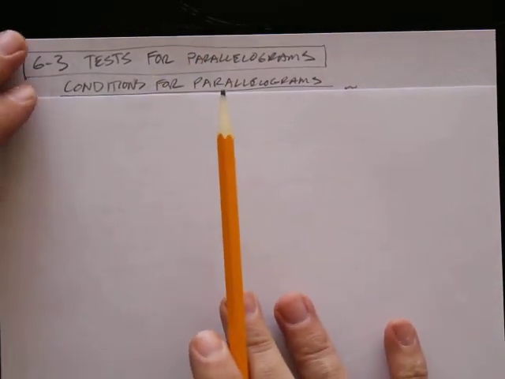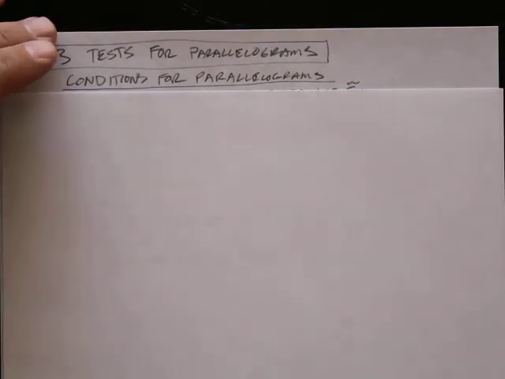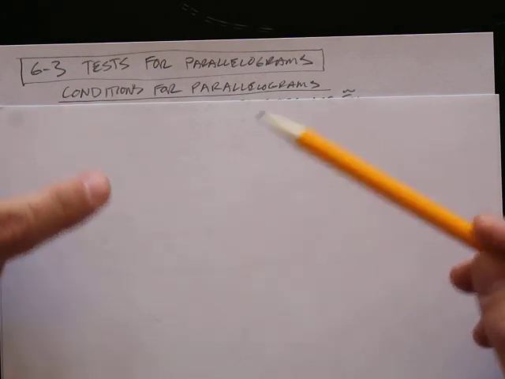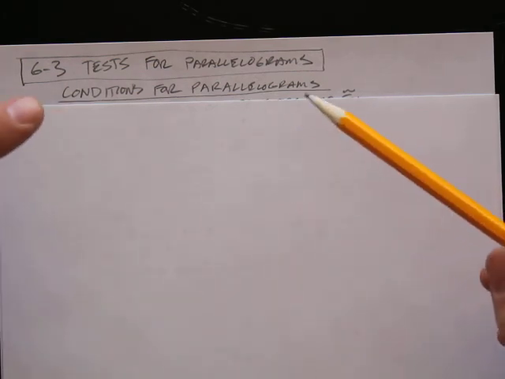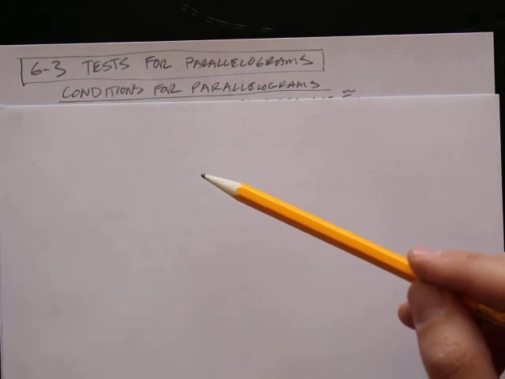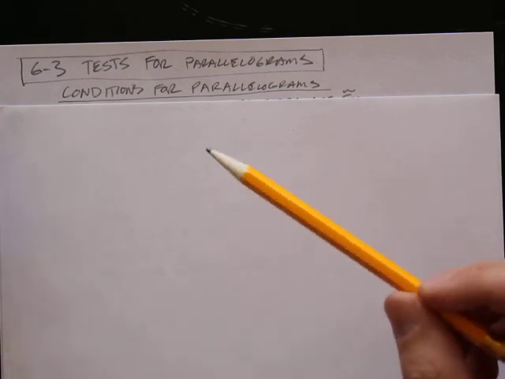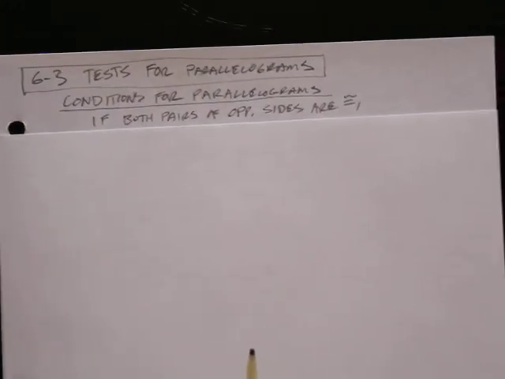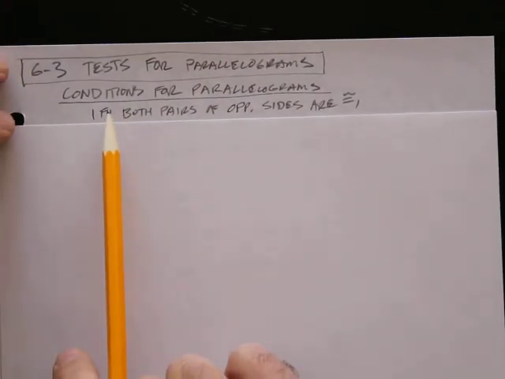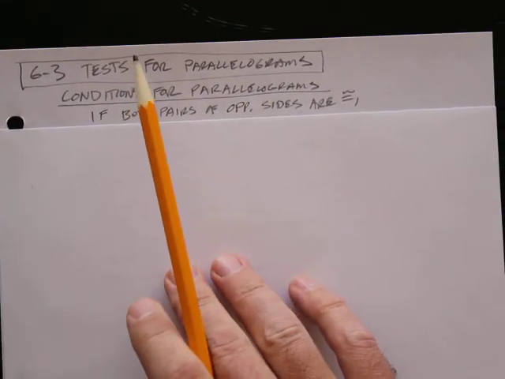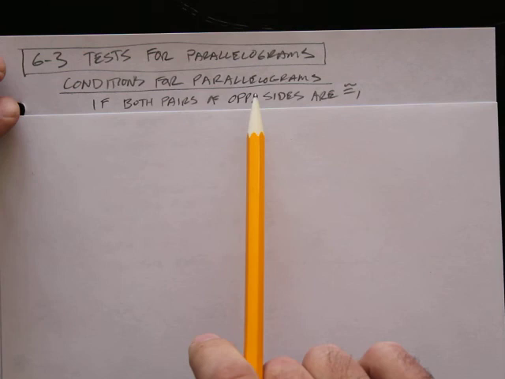the consecutive angles are supplementary. We talked about the opposite sides are congruent, opposite sides are parallel, opposite angles are congruent. We talked about the diagonals as well. And so here are our conditions for parallelograms. So this is like we're testing to see if a certain polygon is a parallelogram.